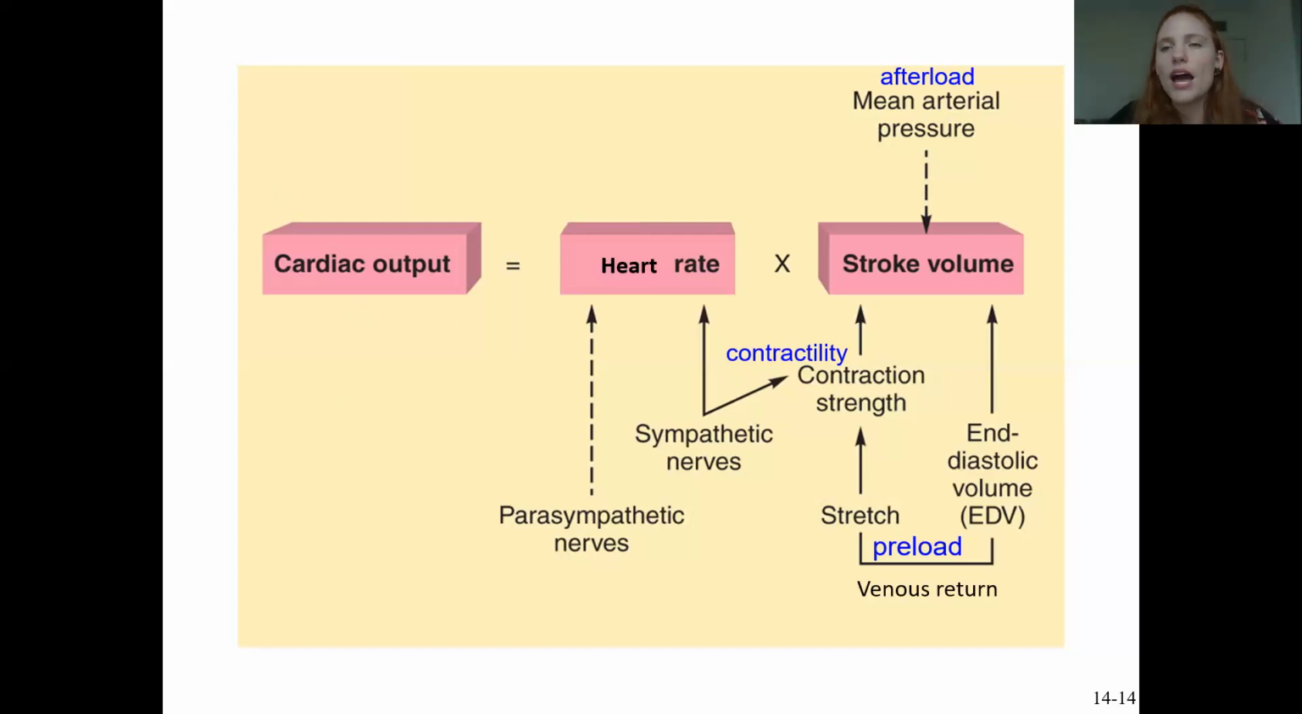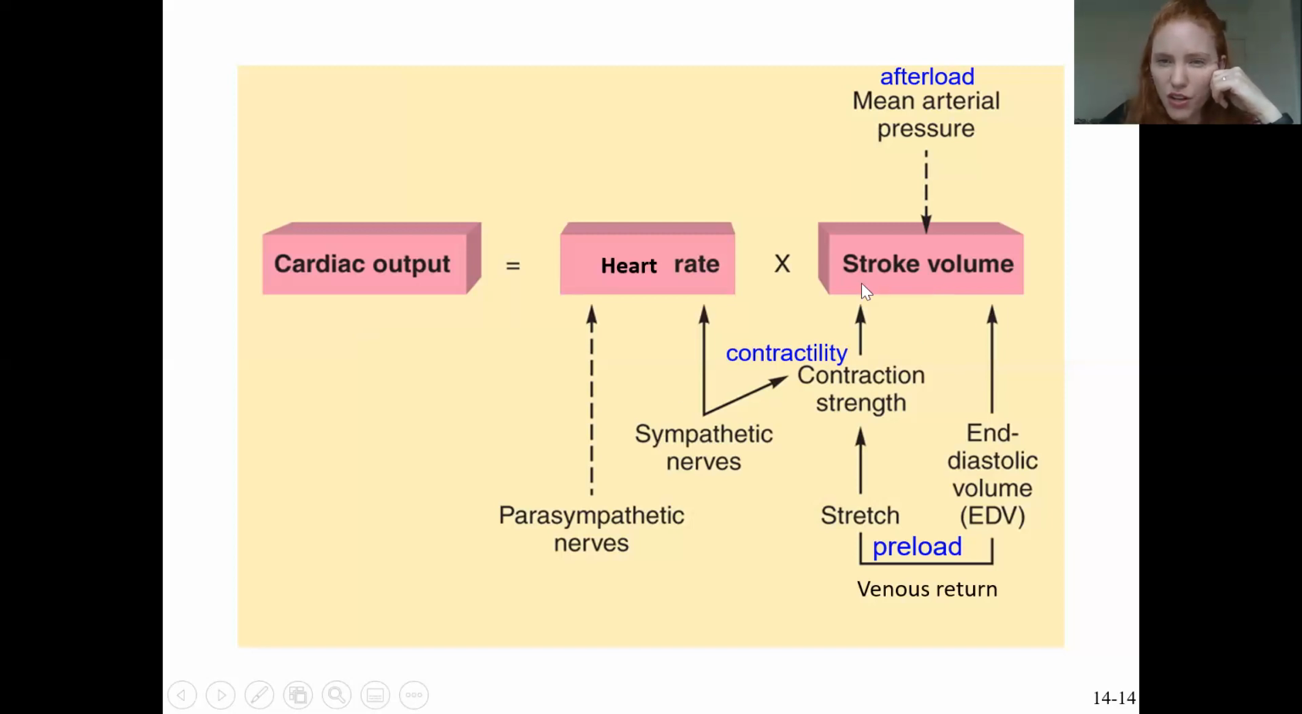Okay, now what happens if you increase heart rate but decrease stroke volume at the same time? So an increase in heart rate but a decrease in stroke volume. What then would happen to cardiac output? It would stay the same. Okay, one goes up, other goes down. Cardiac output, it's a wash. They counteract each other.